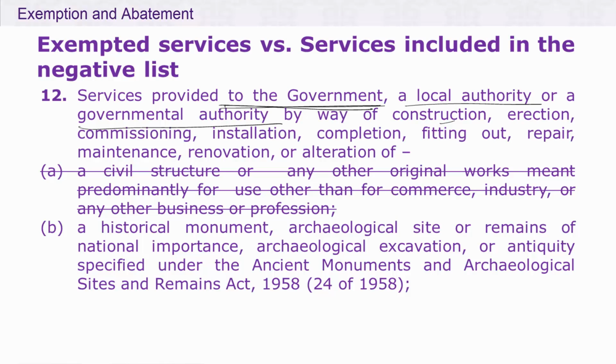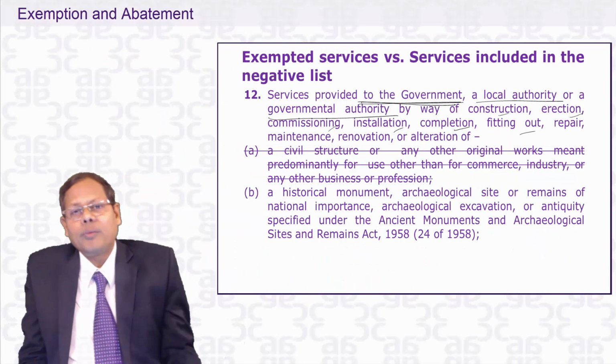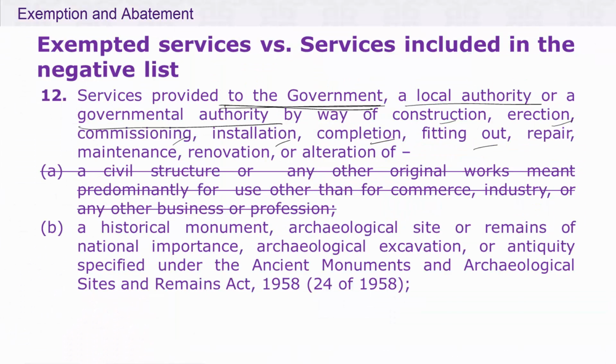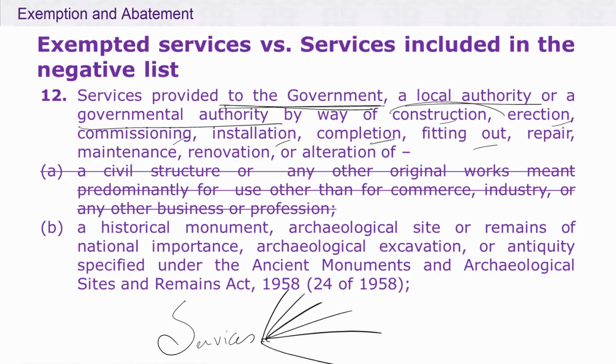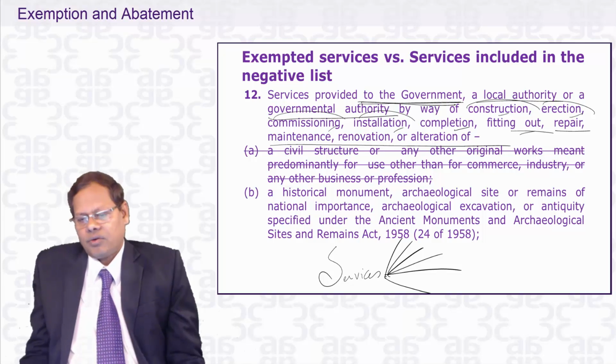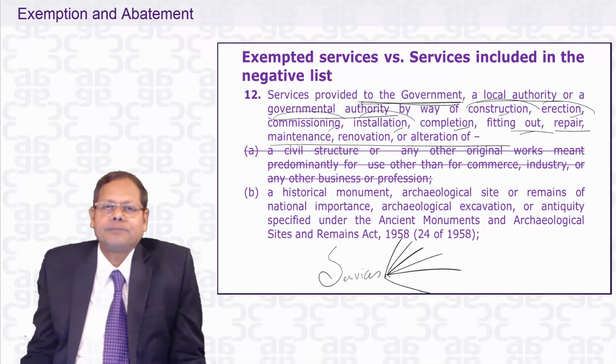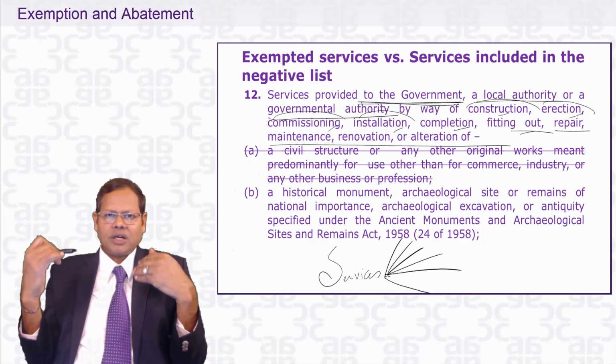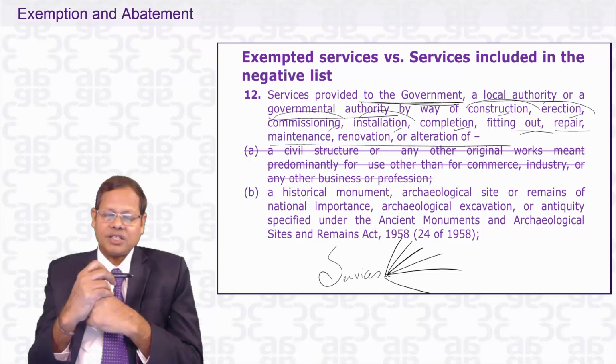So by way of construction, erection, commissioning, installation, completion, fitting out, repair, etc. Here also there is a catch. You have to be very careful. Services provided to government or local authority or governmental authority are okay. What type of services? A list has been given, so if it is anything else, then it becomes taxable. They are talking about construction, erection, commissioning, installation, fitting out, repair, maintenance, renovation, right from construction to repair and alteration. So all these things are somewhat connected with construction or repair, reconditioning, renovation, etc.